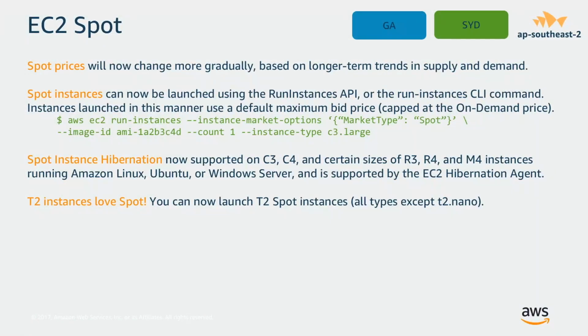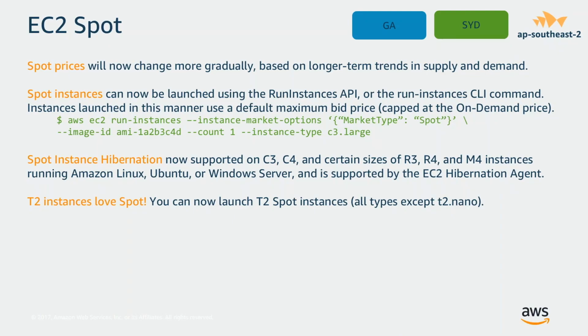We've done some changes to EC2 Spot. So Spot prices are now more gradual. We reduced the number of spikes, and essentially it just changes more gradually over time. Spot instances are now available to be launched with the Run Instances API. So it just makes it easier. We don't need to call a separate API for that.